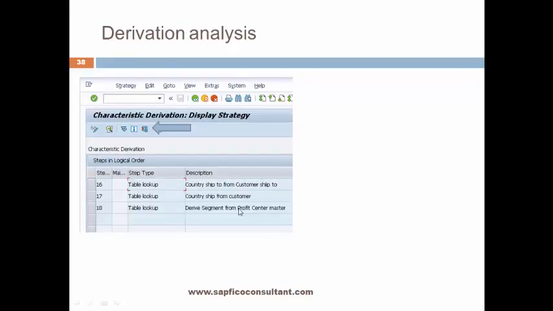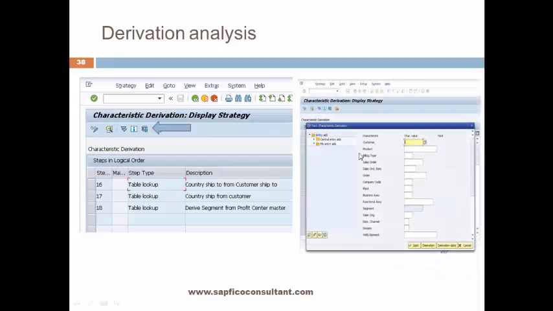After the derivations are set up, we can then check the derivation analysis by clicking on this test button. The characteristic derivation screen comes. We can update all of the characteristics which are required and then click on derivation, which will populate the derivation results.